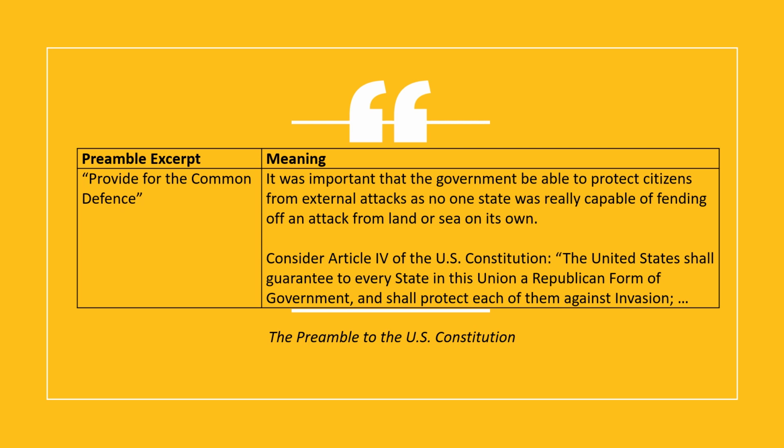No one state could really defend itself from an attack, and therefore the national government would come to the aid of the state under attack, even though that attack might be on one state versus all the states. We know, for example, that all those coastal states were very vulnerable to attacks, but some of the states were more vulnerable than others.